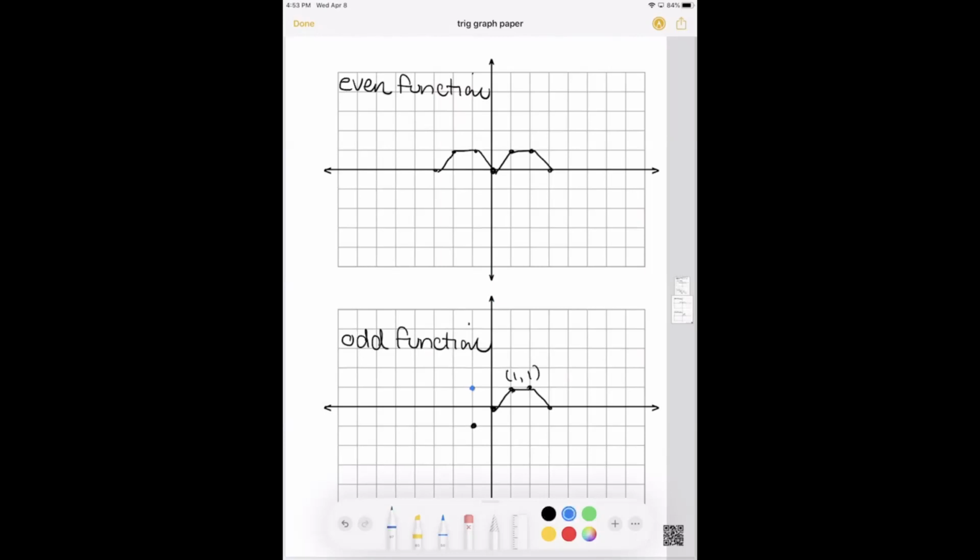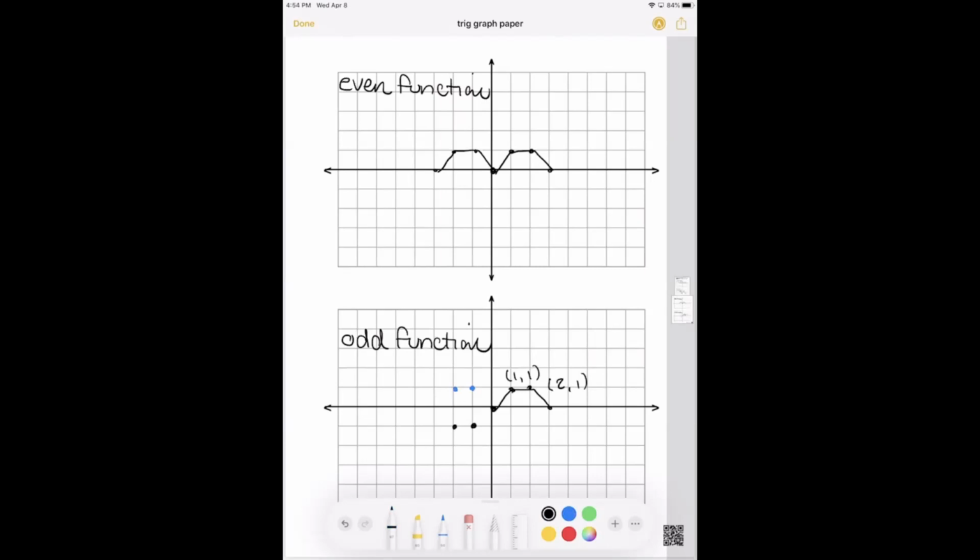Now let's go back and look at the second point over here on the right side. We've got the point 2, 1. Now, if I were to make it an even function, I would come over here to negative 2, 1, but it is an odd function, and so I'm going to reflect it across the x-axis as well.